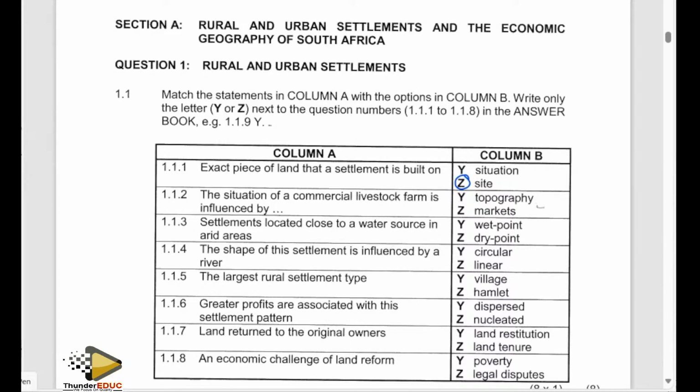A situation of commercial livestock farm is influenced by. The situation of a commercial livestock farm. Our question here is based on a commercial livestock farm. What influences the establishment of a commercial livestock farm regarding its surroundings? We know that when we're talking of commercial farmers, their main purpose is to produce for sale. So they should consider the availability of markets in their surroundings. So the correct response is set for question number 112.